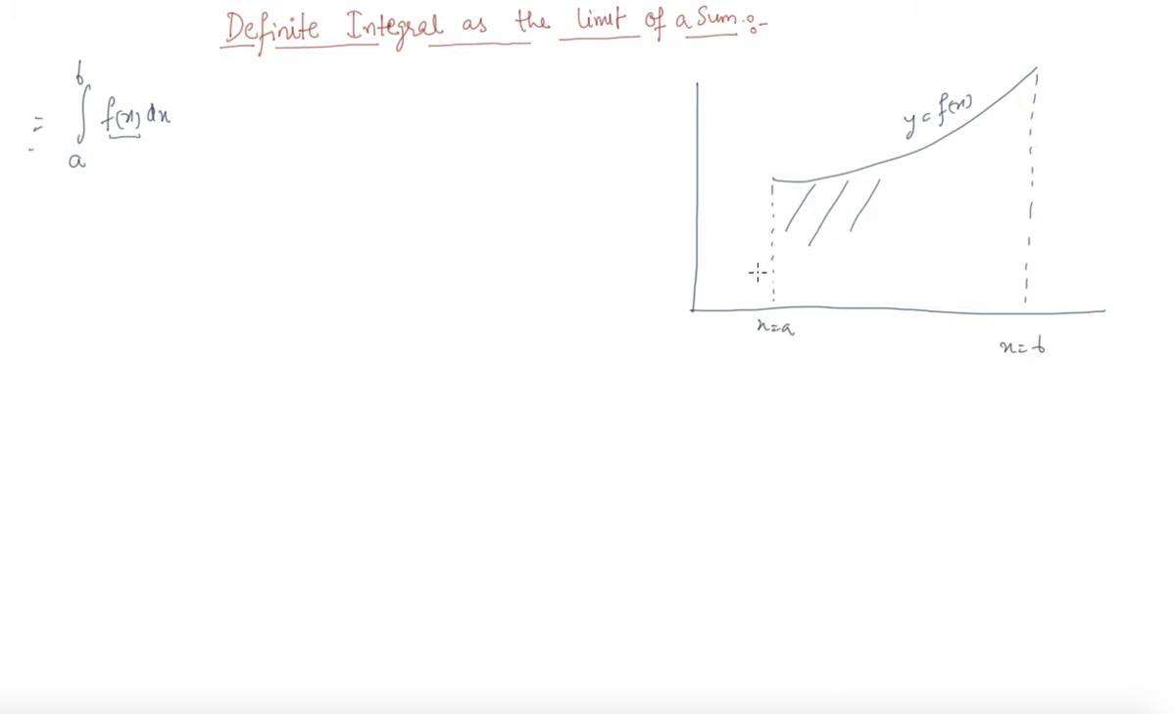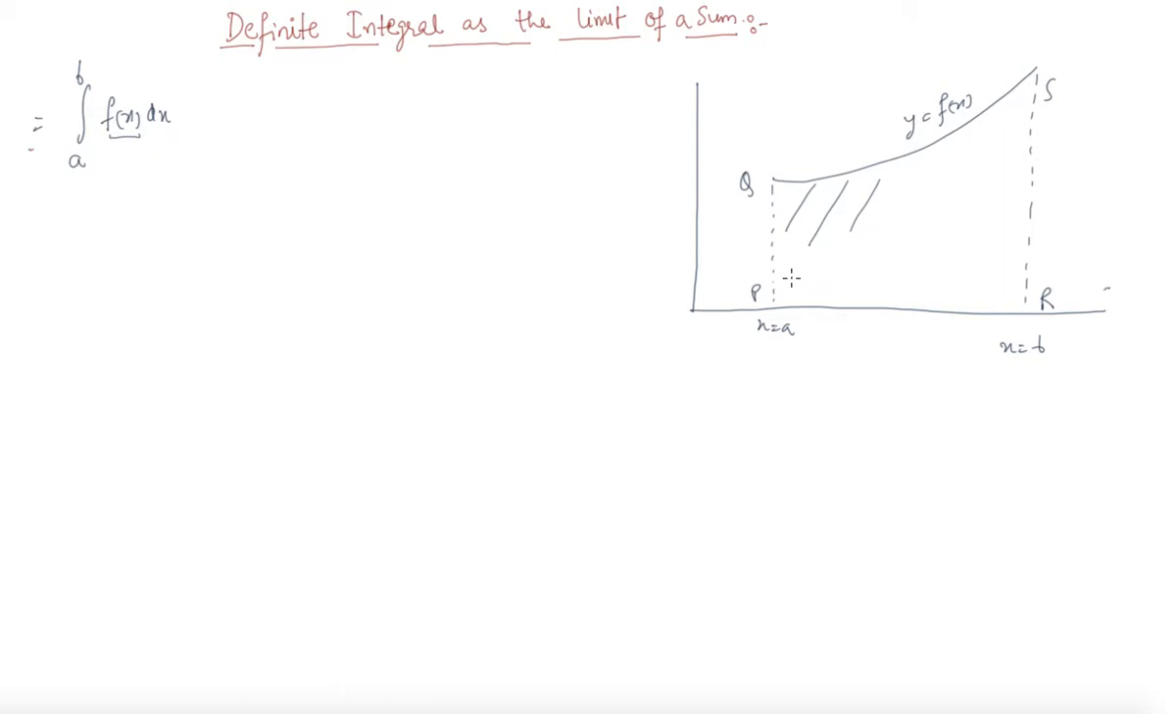So now you can name it PQSR, whatever you want. So the region PQSR is the area between the curve and the x-axis, and between the ordinates x equals a and x equals b.